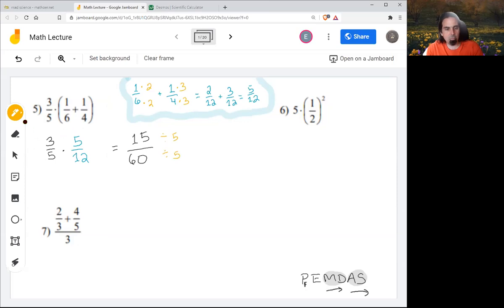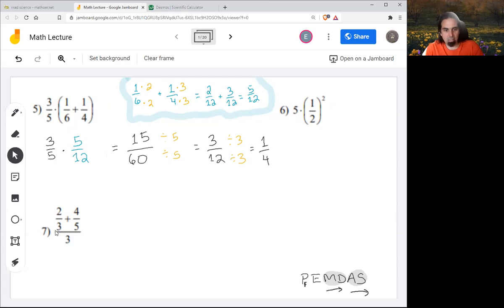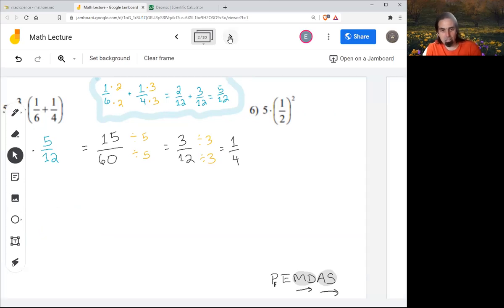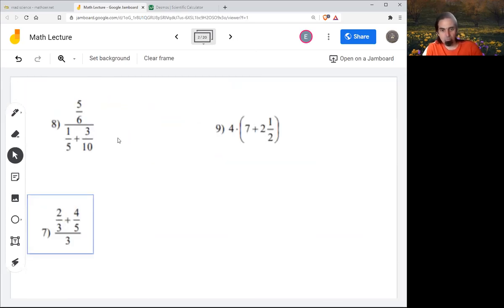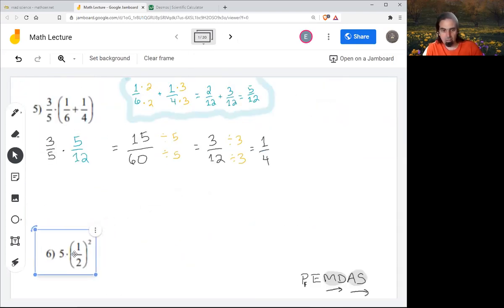Divide by 5, top and bottom. And I get 3 over 12. And I say, wait a minute, that's still not small enough. So I'll divide by 3, top and bottom, and get 1/4. I'm going to actually move this to the next slide because we're using lots of room. But that's the long way.